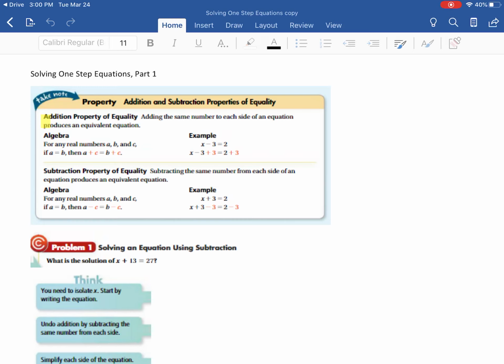Hi, in this video, we're going to look at solving one-step equations. I'm going to do this in two parts. The first part is going to be just looking at the addition and subtraction properties of equalities.